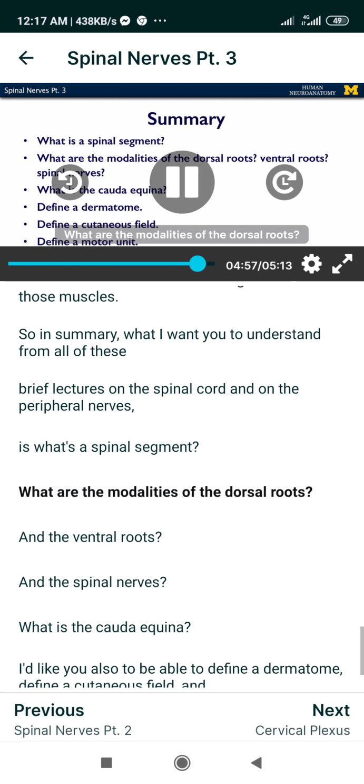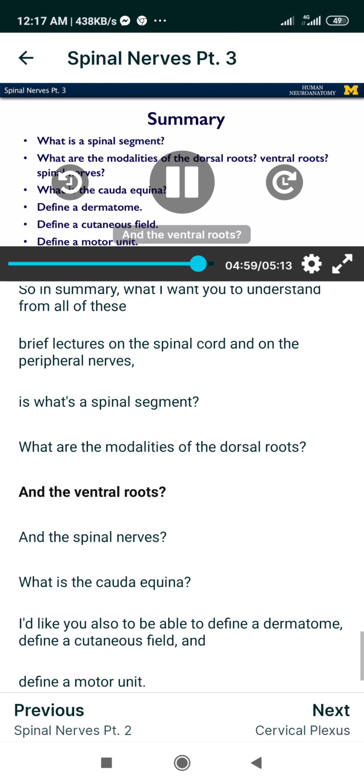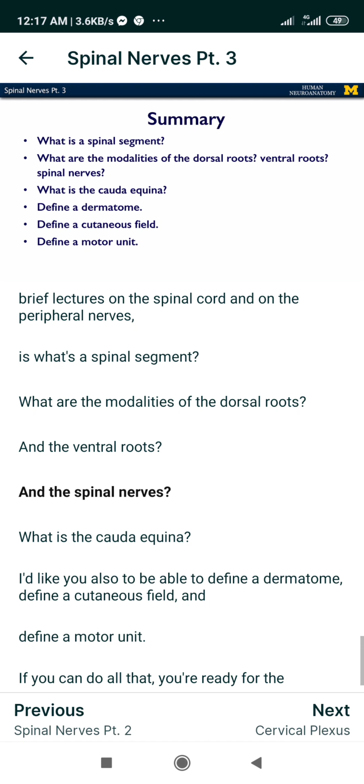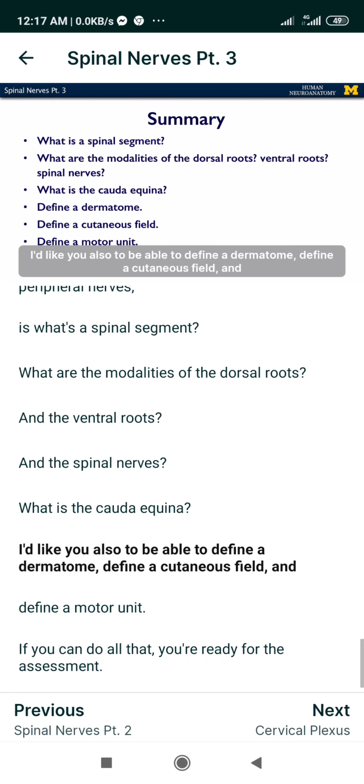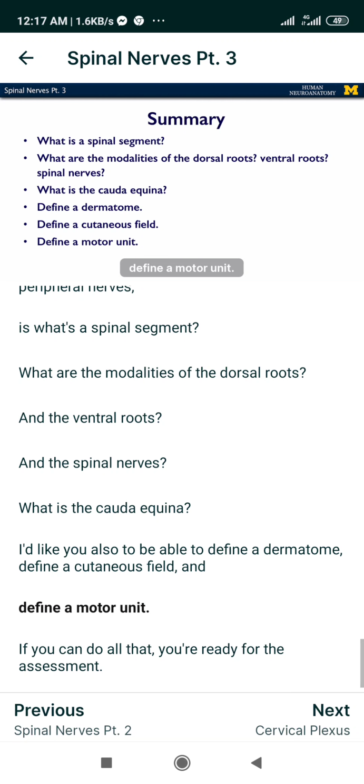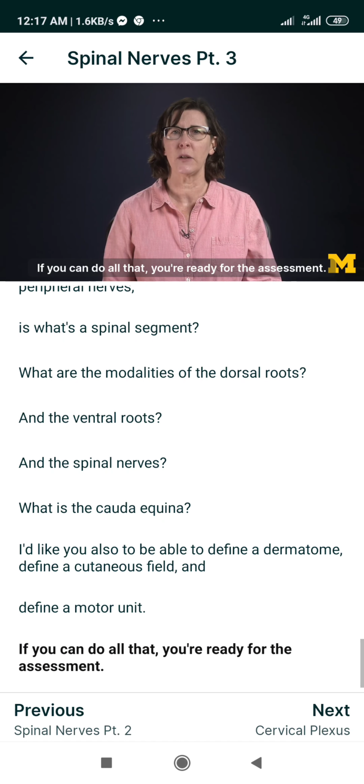the modalities of the dorsal roots and the ventral roots and the spinal nerves. What is the cauda equina? I'd like you also to be able to define a dermatome, define a cutaneous field, and define a motor unit. If you can do all that, you're ready for the assessment.